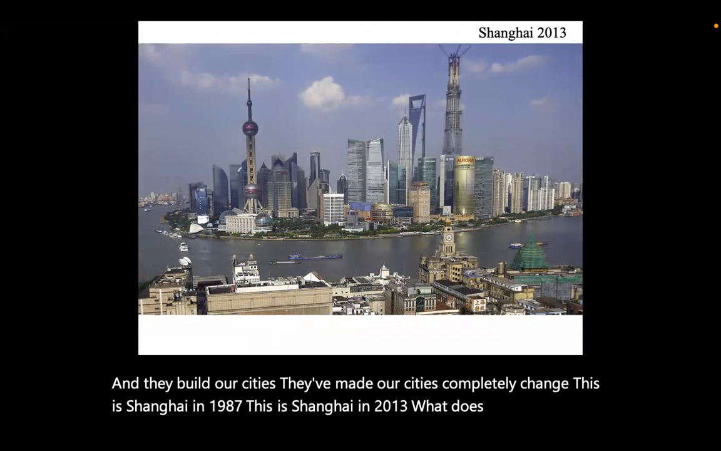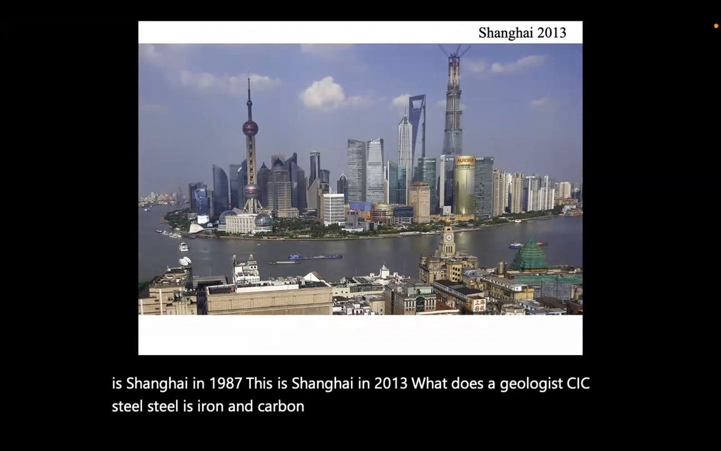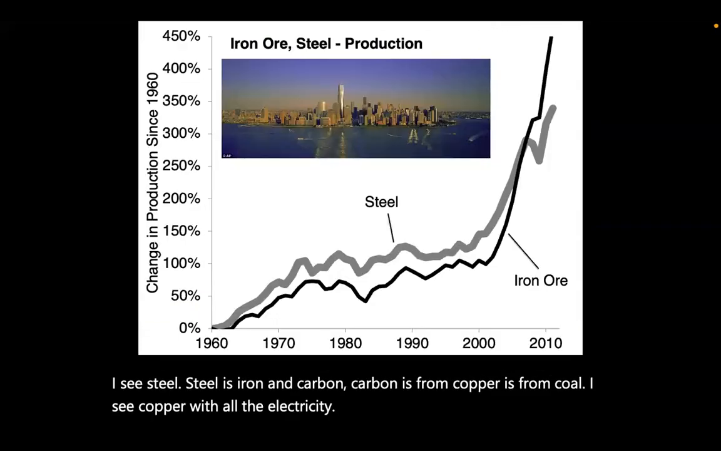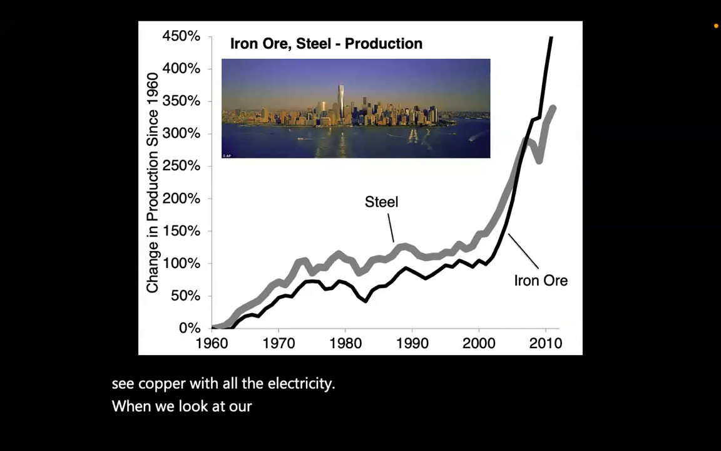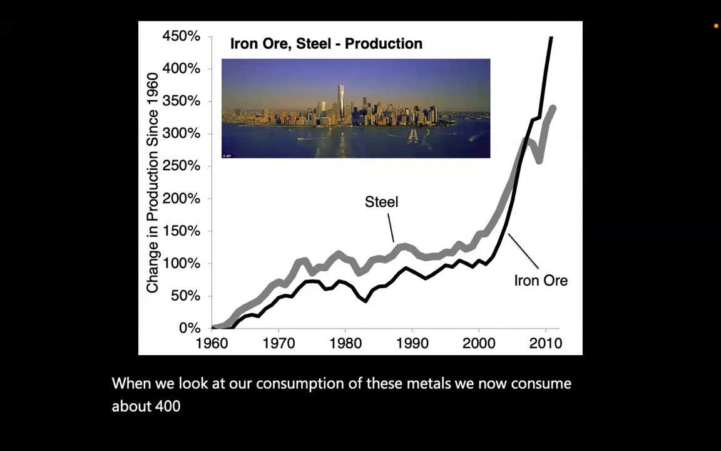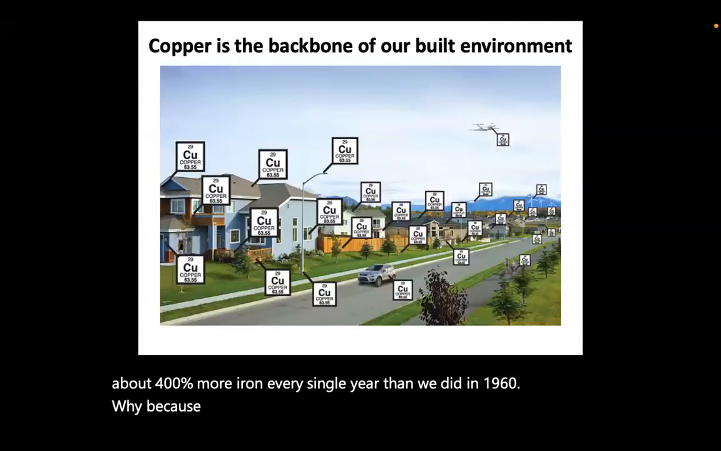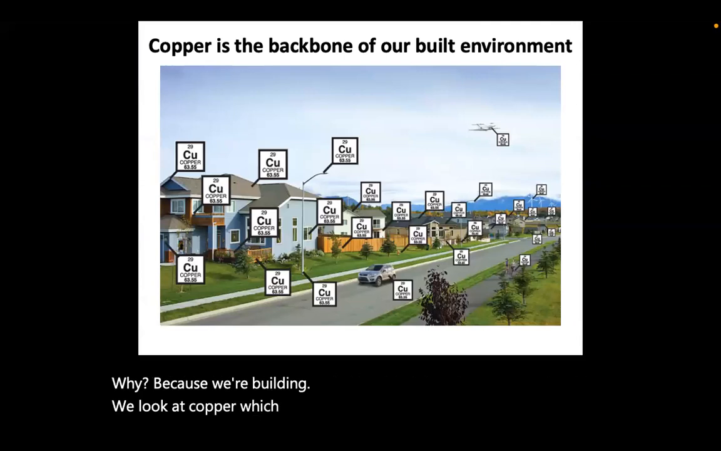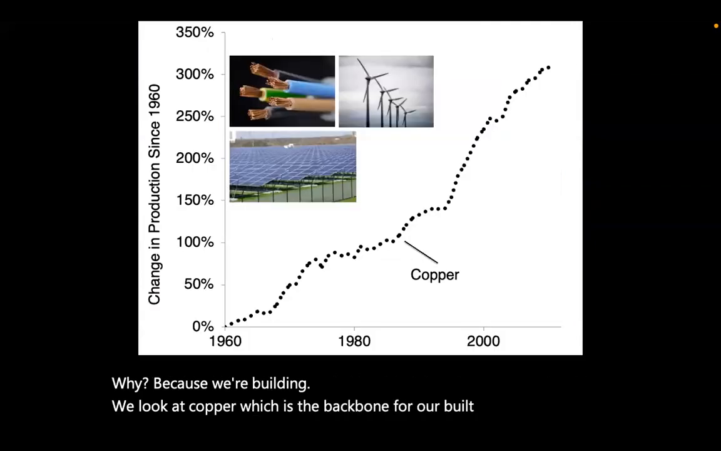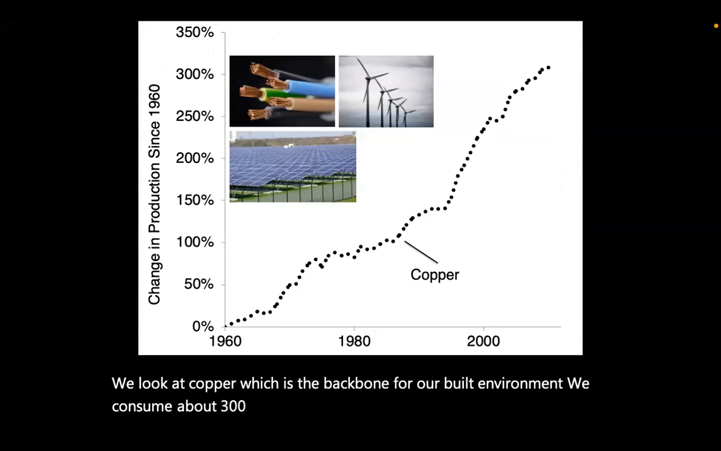What does a geologist see? I see steel. Steel is iron and carbon. Carbon is from coal. I see copper with all the electricity. When we look at our consumption of these metals, we now consume about 400% more iron every single year than we did in 1960. Why? Because we're building. We look at copper, which is the backbone for our built environment. We consume about 300% more copper today than we did in 1960, because it's in everything.